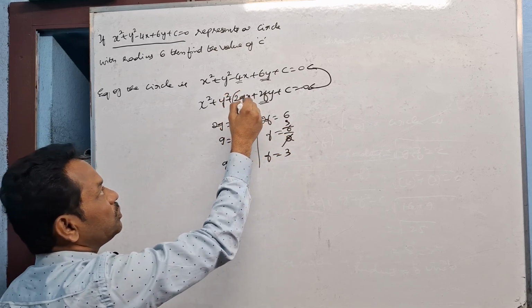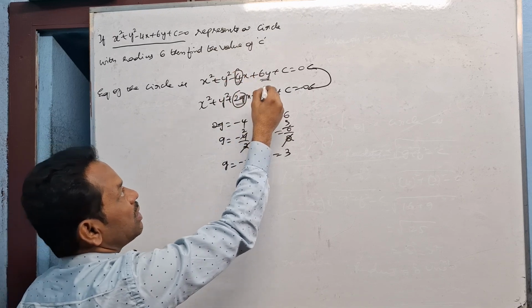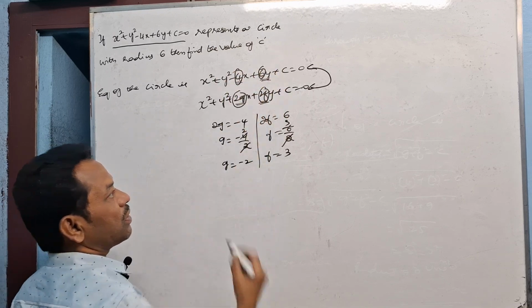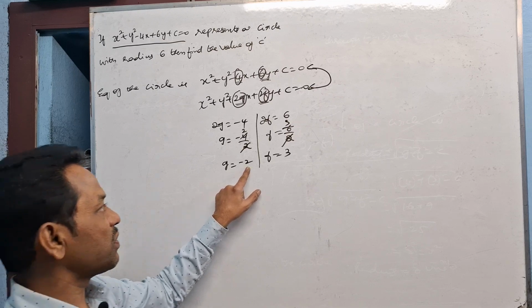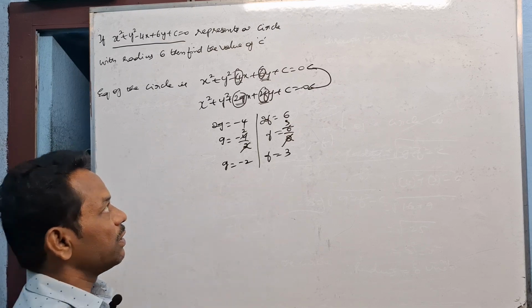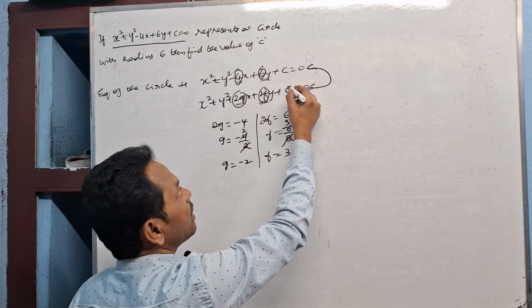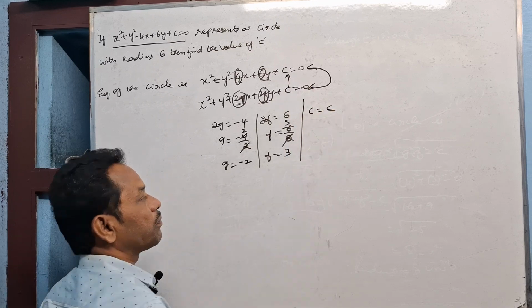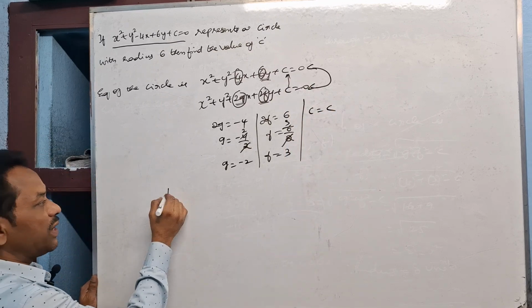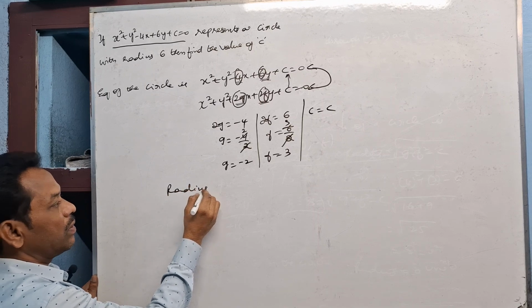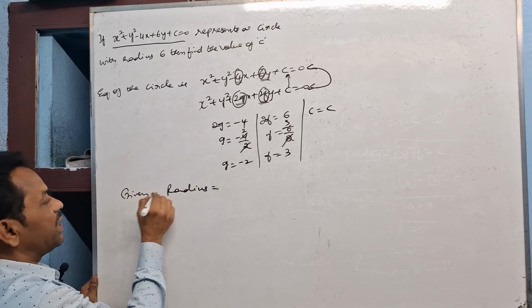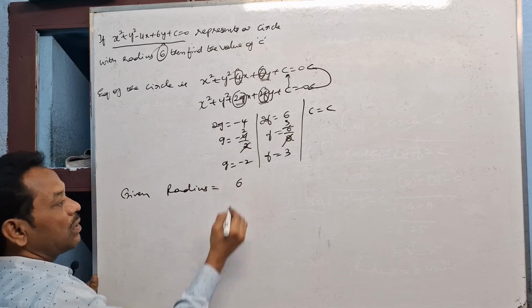Here the value of 2g is -4 and the value of 2f is 6. So we got the g value as -2 and the f value as 3. The value of c is c. Now as per the question, the given radius equals 6.